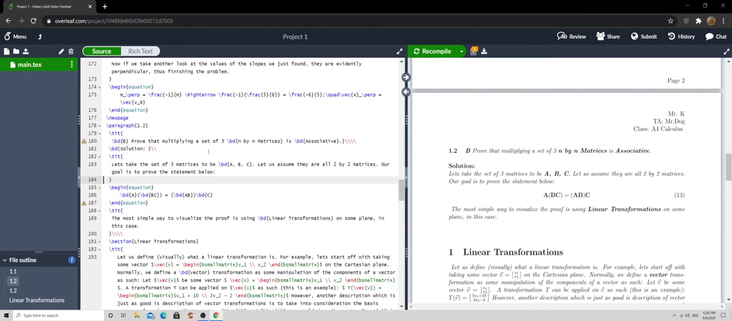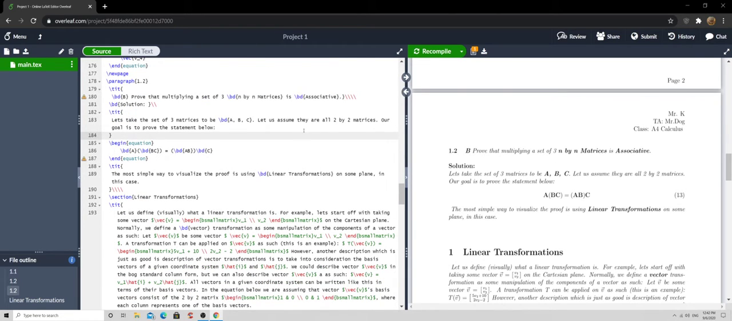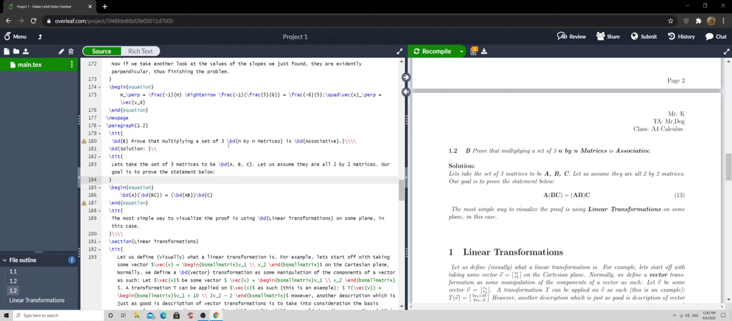Okay, prove that multiplying a set of n by n matrices, multiplying matrices is associative. That should look nice. Okay, just don't worry about that annoying error. Okay. Prove that multiplying matrices is associative. Yep. That looks great.